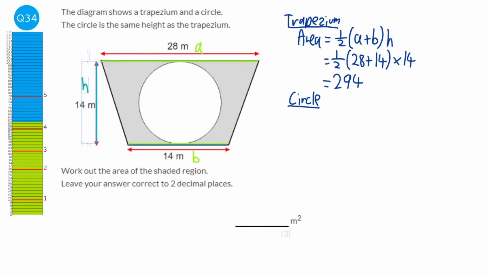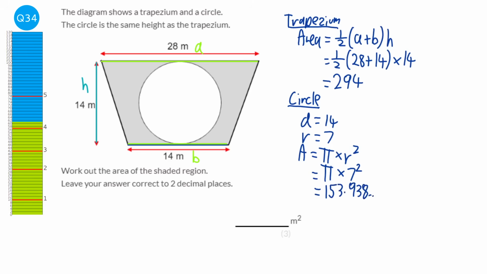So the height of the circle is the same as the diameter. So the diameter of the circle is 14, therefore the radius would be half of that, which is 7, and the area of a circle is pi times the radius squared. So it would be pi times 7 squared, which will be 153.938 and so on. Now keep that in my calculator, because next thing we'll do is the shaded area part, and it says we want to work out the area of the shaded region.